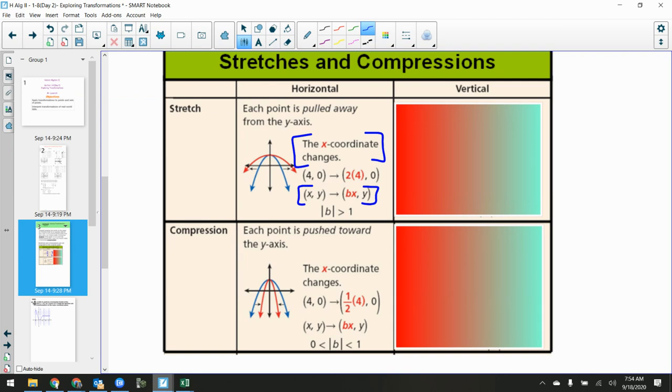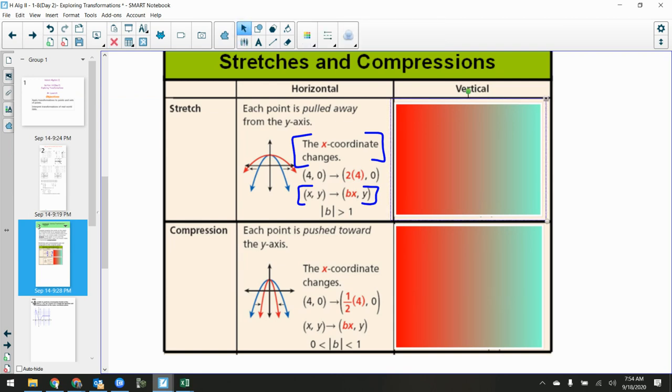The only thing a negative does is flip it across an axis, whether I'm talking about multiplying the x or the y value. The only thing a negative does is take a reflection. So if I've got a stretch by 3 or a stretch by -3, those are technically the same amount of stretch. One is just reflected and the other is not.